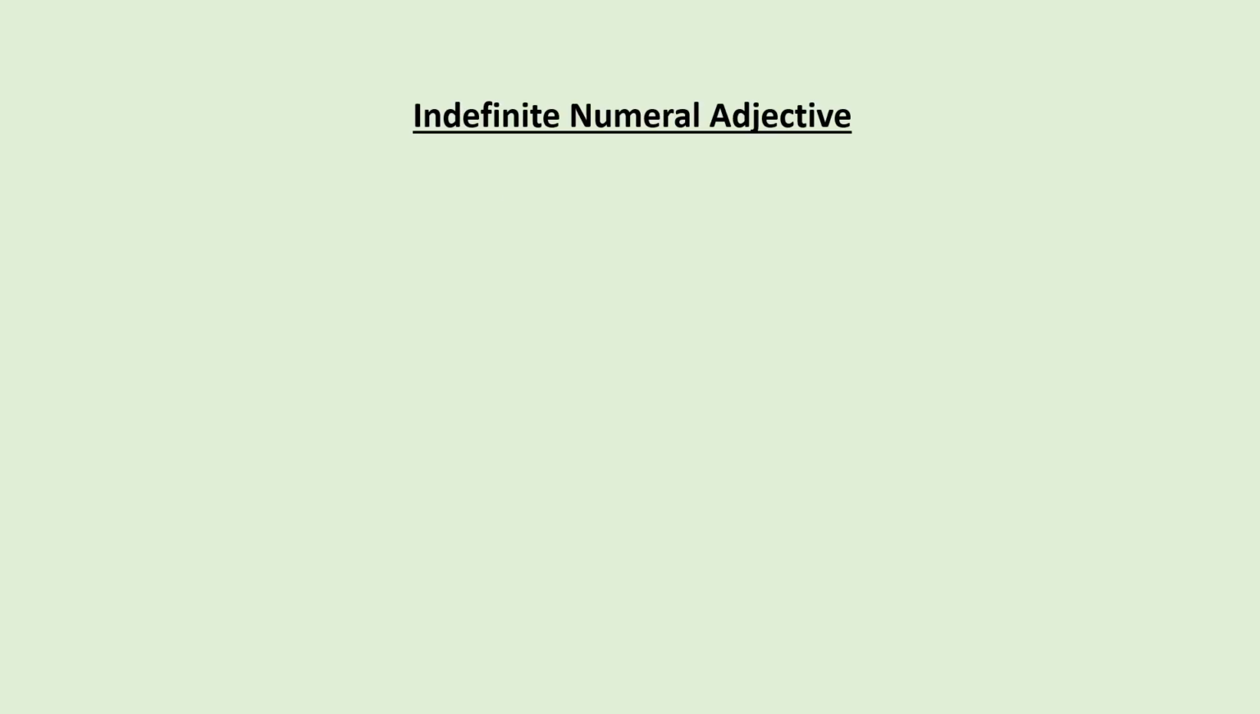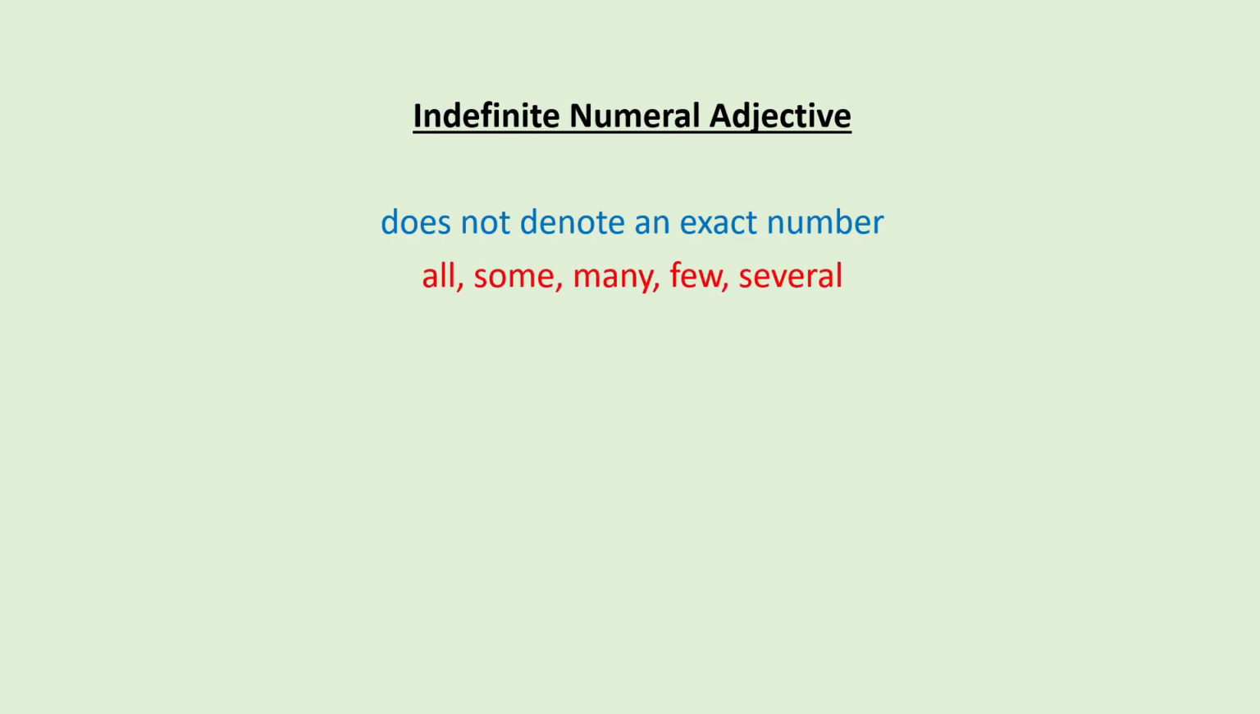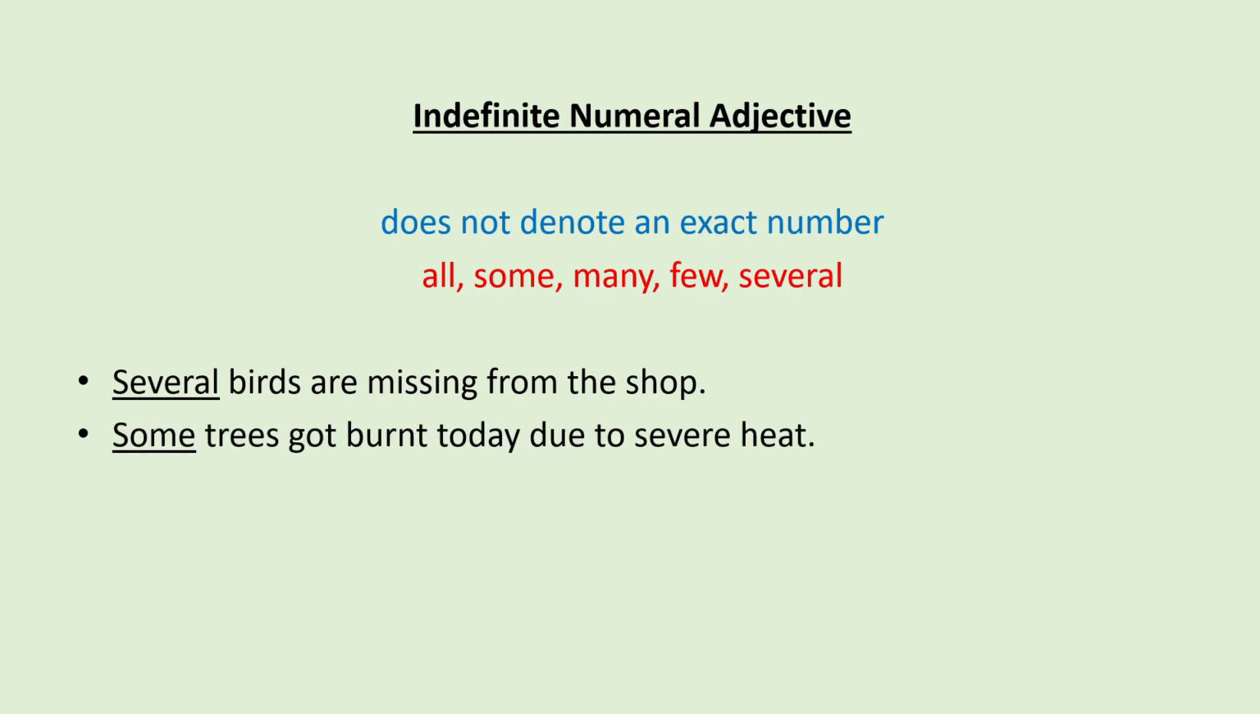Next is the indefinite numeral adjective. A definite numeral adjective gives you an exact number. On the other hand, an indefinite numeral adjective does not denote an exact number. It includes adjectives like all, some, many, few, and several. For example, several birds are missing from the shop. It is answering how many, but it is not showing an exact number, so it is an indefinite numeral adjective. Some trees got burned today due to severe heat.